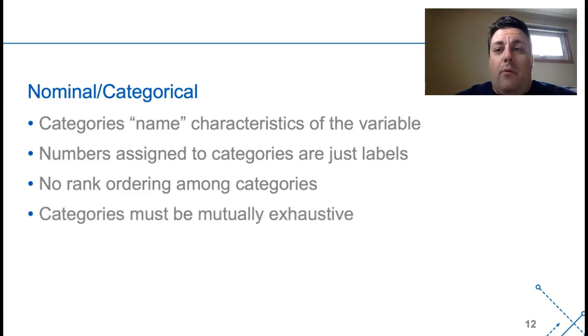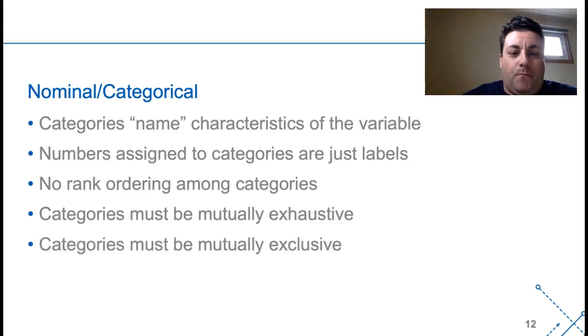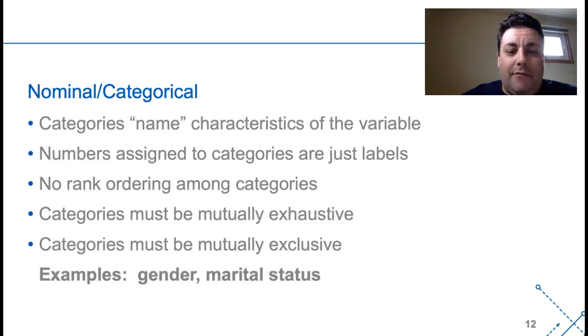If you remember, one of the terms that we used last semester is that categories must be exhaustive and mutually exclusive. That means if you're in one category, you're not in any other categories. So if you're a 1, you're definitely not a 2 or a 3. And we have to provide people with all of the different possible choices. That's what exhaustive means. Mutually exclusive and exhaustive.